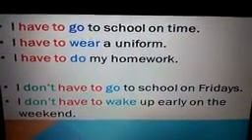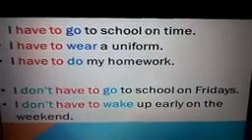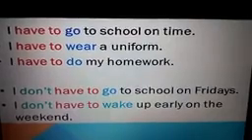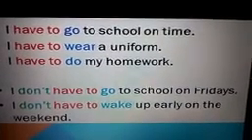I don't have to go to school on Fridays. I don't have to wake up early on the weekend. Do you have to go to school on Friday? Do you actually go to school on Friday? Do you wake up early on the weekend? No, you don't have to do these things.